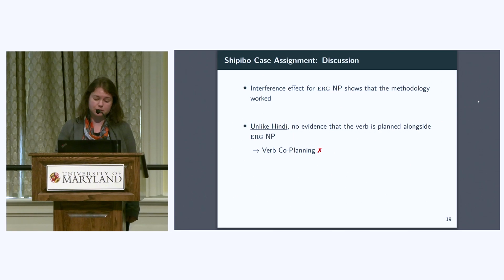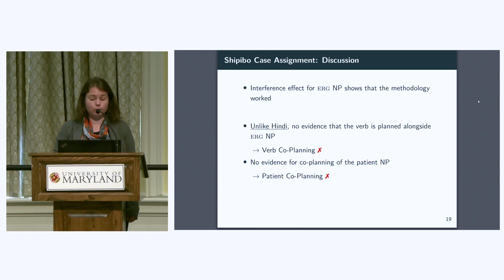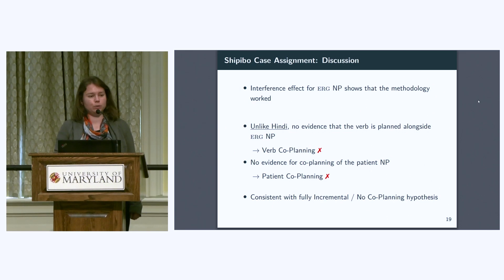So what's this telling us? Well, our methodology worked because we were able to get semantic interference for the ergative. We're not just stuck with a null effect. But unlike Hindi, there is no evidence that the verb is being planned alongside the ergative NP. So no verb co-planning. And we also don't have any evidence for patient co-planning. So even though Shipibo speakers have these potential pressures pushing them to some sort of co-planning, they're actually planning like the nominative speakers, with a fully incremental, no co-planning way.